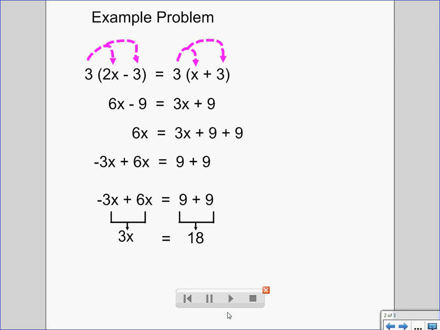Now we have the last step of the line game, perform the opposite operation to solve for the unknown. The unknown being the x, we're going to divide both sides because 3x means multiplication. We're going to divide both sides by positive 3. 3 divided by 3 is 1. 18 divided by 3 is 6. So our answer is x equals 6.